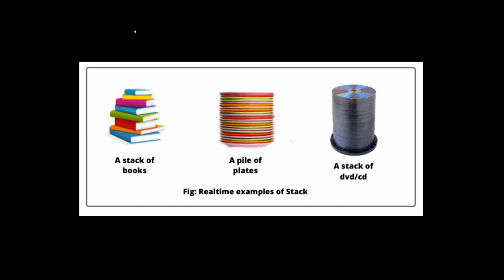The first one is a stack of books. Here we are putting a book on the other book. And second one is a stack of plates. And third one is a stack of DVDs. And what makes this stack very special is, for example, if you want to take this book, you cannot take it directly. Before that, you have to remove all these four books from the stack. Then only you can take this book.